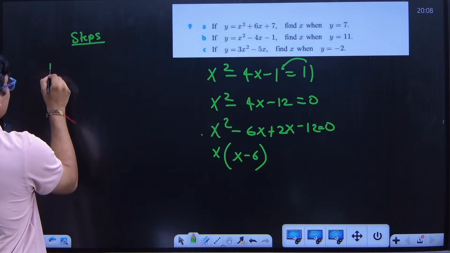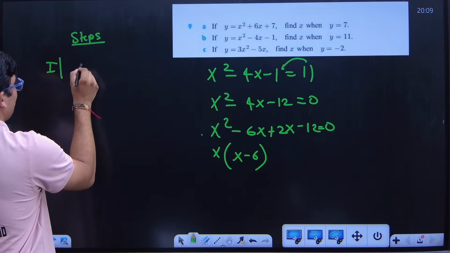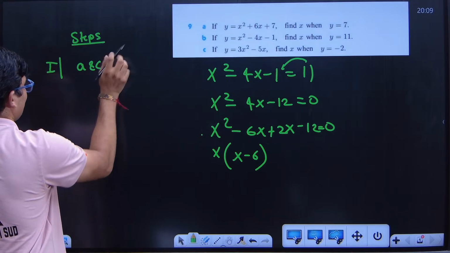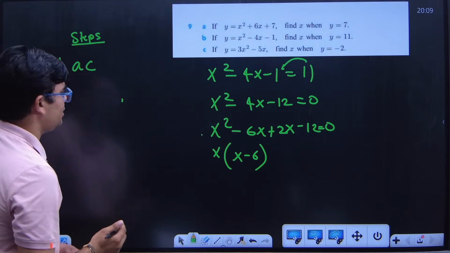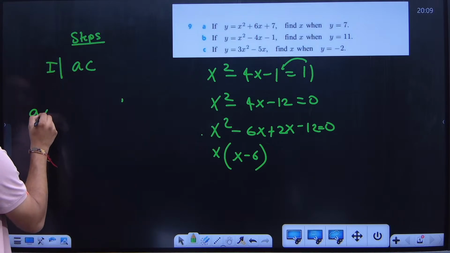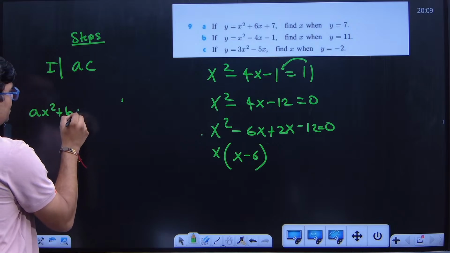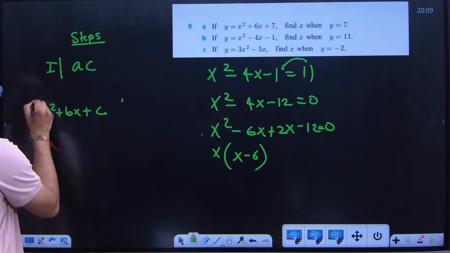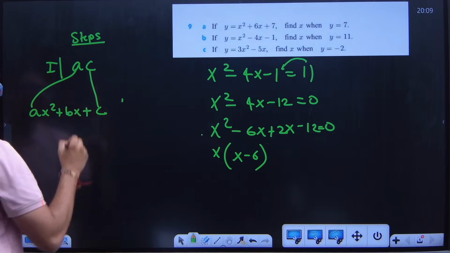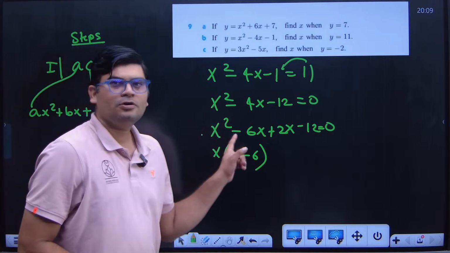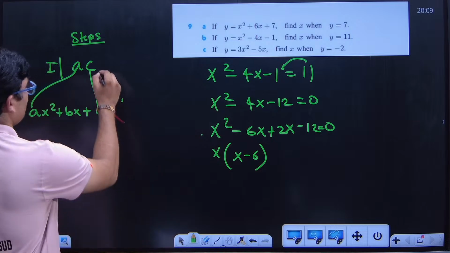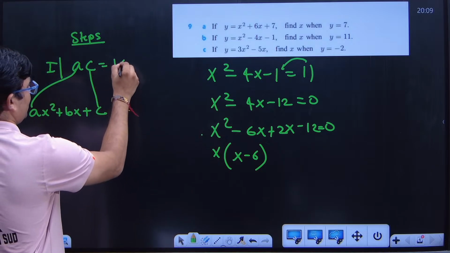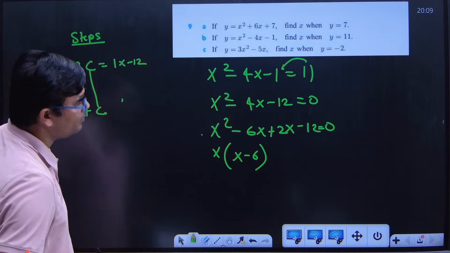The first step is to multiply A and C. That means you have to do AC. Now you must be thinking, sir, what is AC? AC is from the general form of AX square plus BX plus C. A is the coefficient of x square and C is the constant part. So you will have 1 into minus 12. Are you getting it?